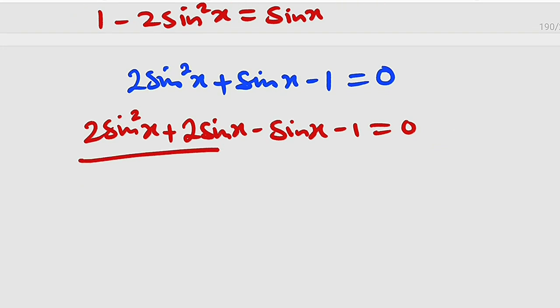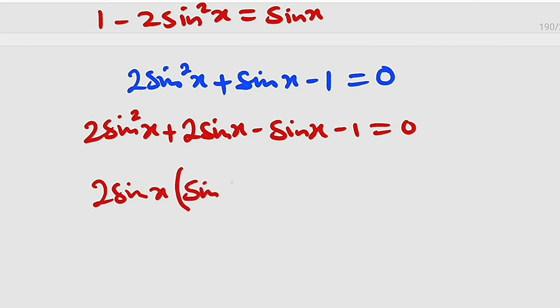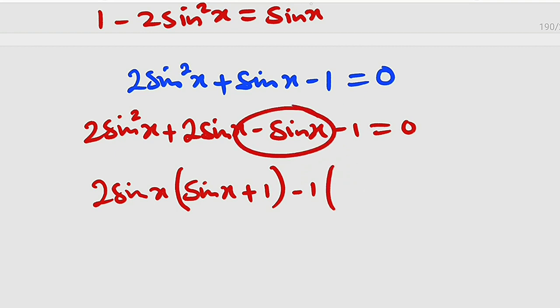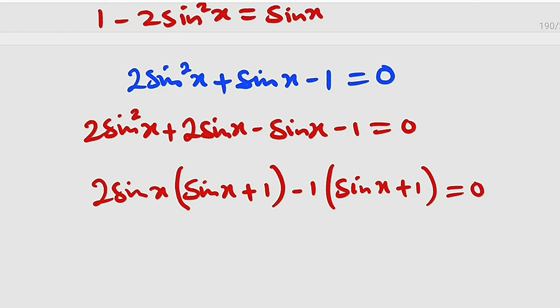From the first two terms we have 2 sine x in common, 2 sine x, and in the bracket we have sine x left from the first term. From the second term we have 1 left if you divide by 2 sine x. Then we have minus 1 as common between these two terms. Inside, if you divide sine x by minus 1, you get sine x, and this divided by minus 1 will give us plus 1. This is equal to 0.